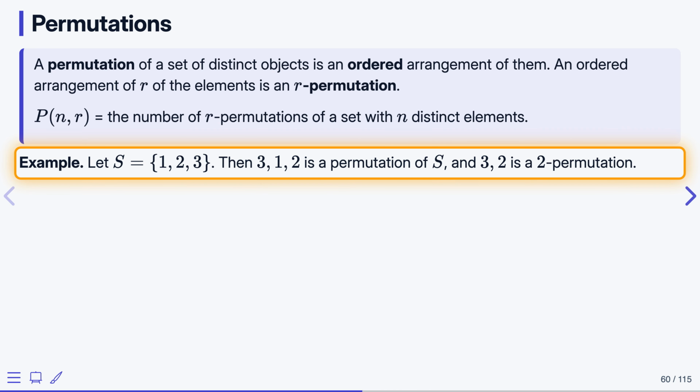Look at the set S with the elements 1, 2, 3. The arrangement 3, 1, 2 uses all 3, so it is a permutation of S. The arrangement 3, 2 uses only 2 of them, so it is a 2-permutation.